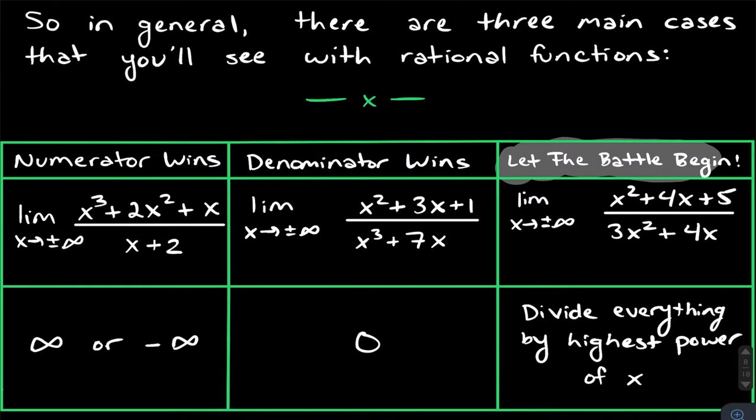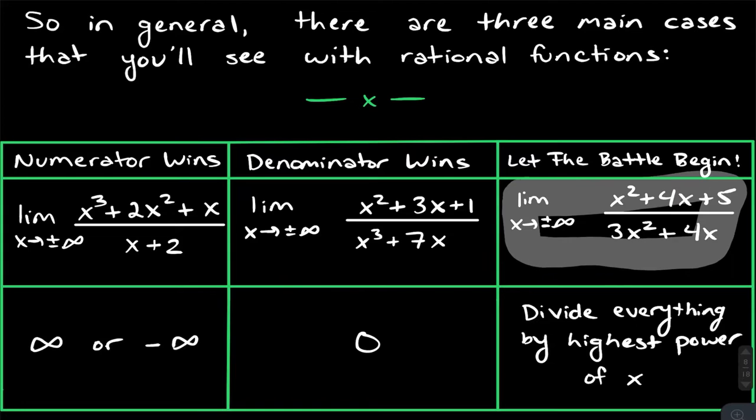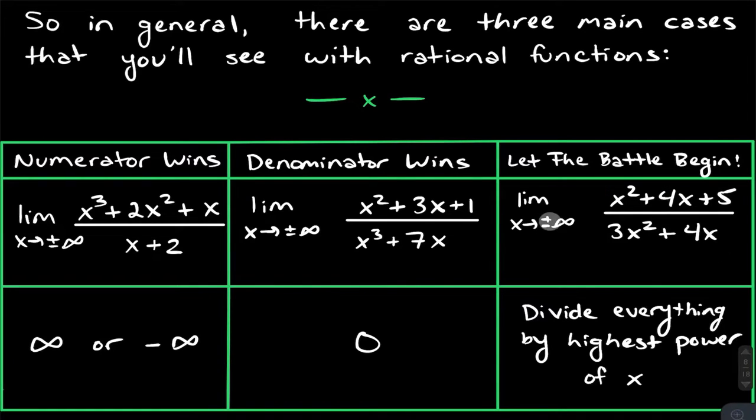Then lastly, there's the let the battle begin case. And that's when you have the highest power of x being shared on the top and the bottom. Here we have an x squared and an x squared. If you understand what we just talked about in the last problem, you should be able to tell me actually right away what this limit would be, no matter whether we're going to positive infinity or negative infinity. I'll let you think about that for a second.